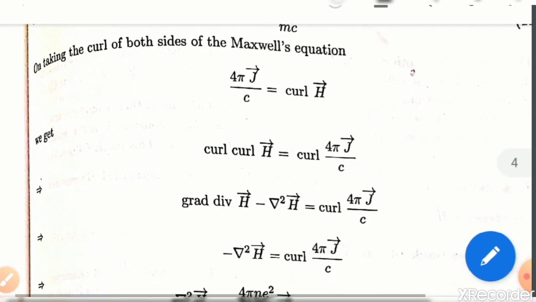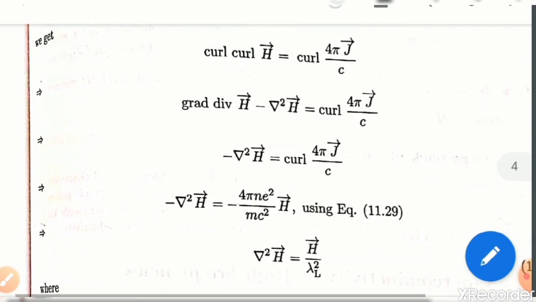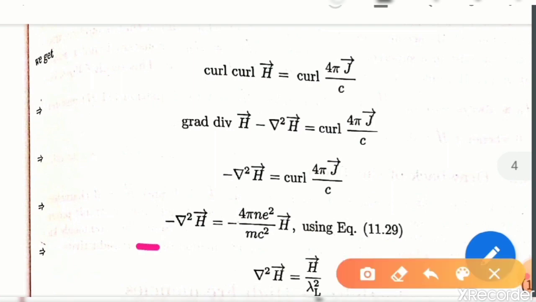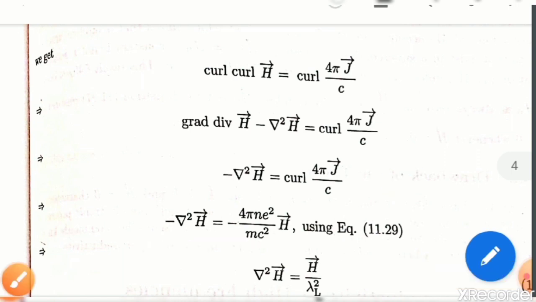Solving this equation, we put the values as del square H is equal to H upon lambda L whole square, where lambda L is equal to under root of this quantity. Now this lambda L is known as the penetration depth. This is known as the penetration depth.